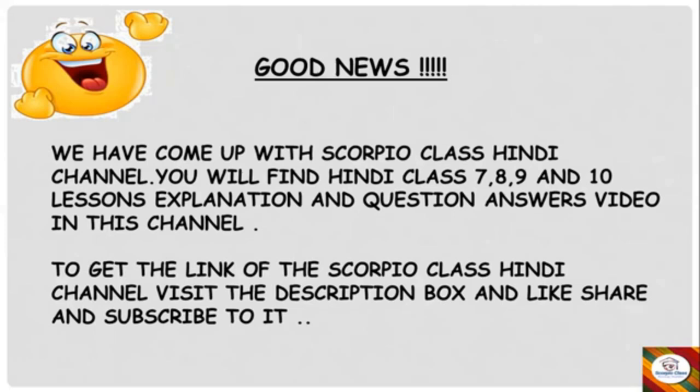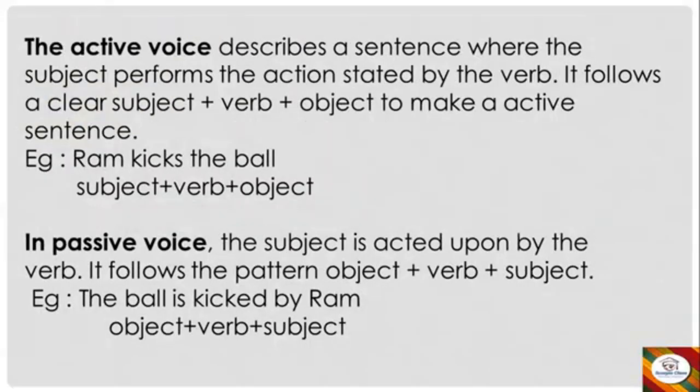So now let's come to the topic, that is active and passive voice. Very firstly, let us see the simple definition of what is active voice and passive voice. We cannot go into detail, but let us see a quick short definition of whatever is required and very important. Active voice describes a sentence where the subject performs the action stated by the verb. It follows a clear subject plus verb plus object pattern to make an active sentence.